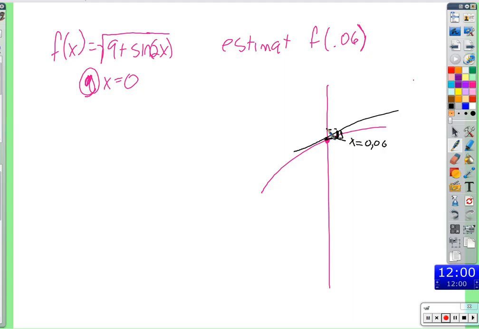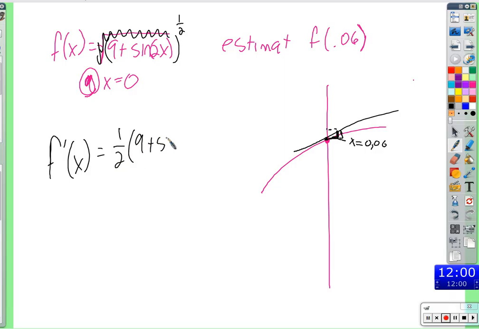Now obviously we're going to use the tangent line. We clearly have to find the derivative. So let's find the derivative. Could someone walk me through the derivative? Let's make it a little easier: write it as 9 plus sine 2x to the 1/2 power. Then it's 1/2 times 9 plus sine of 2x, to the negative 1/2 power.